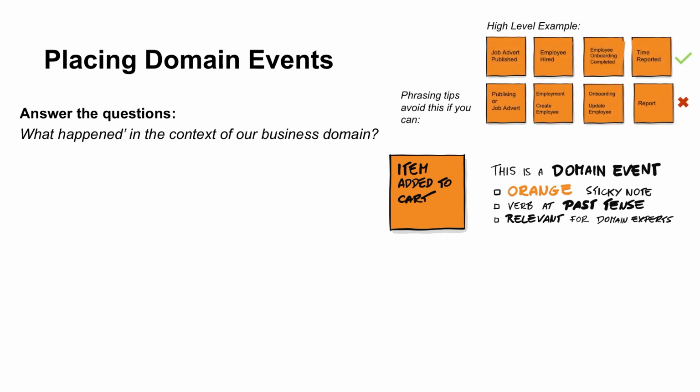Some more examples. From the domain I've been working in, the recruitment industry, you could have employee onboarding completed. Okay, that's important for us. And then you can use the middle out approach, so you don't have to start from the beginning. In order to onboard someone, you can have a job advert published. Then maybe in between you have employee hired, and in the end you need some time to be reported. So these are important business events formulated as a verb in past tense.